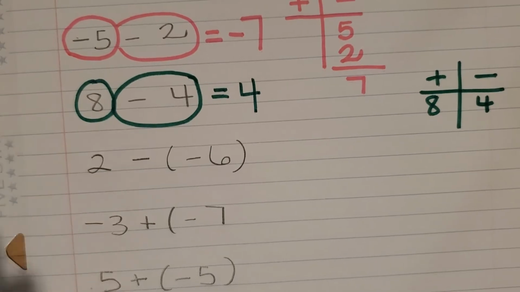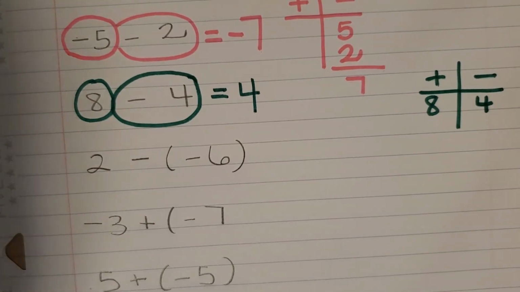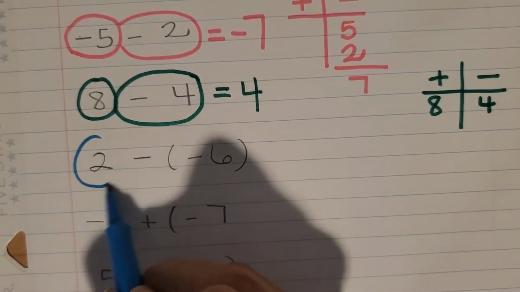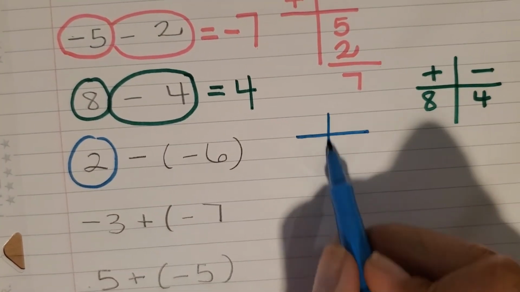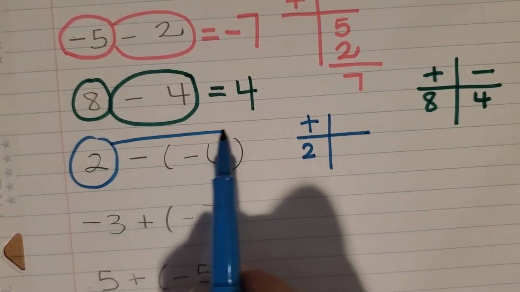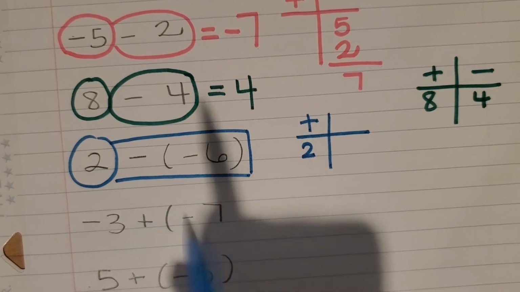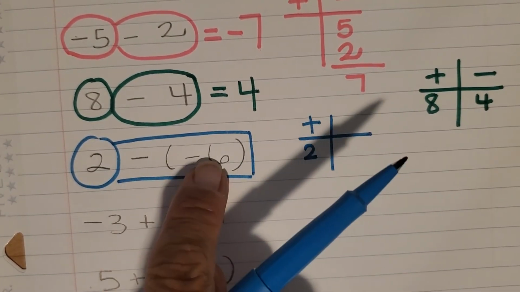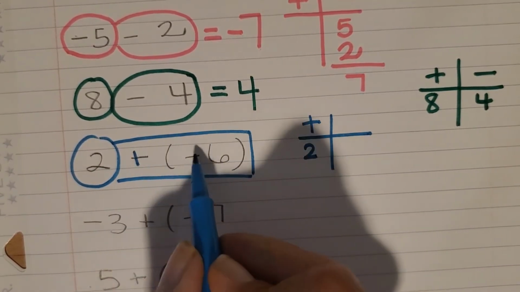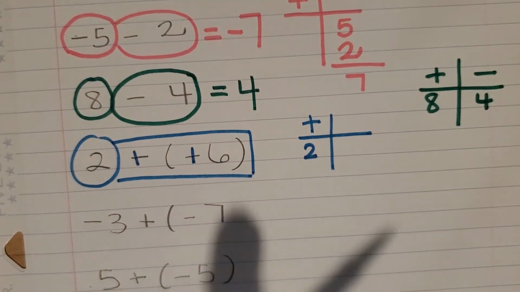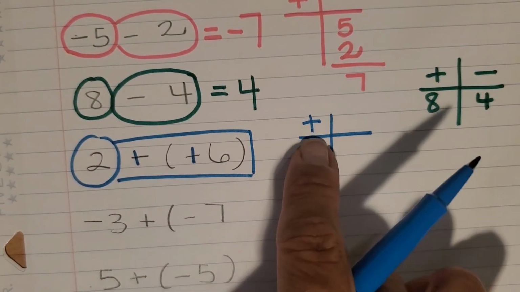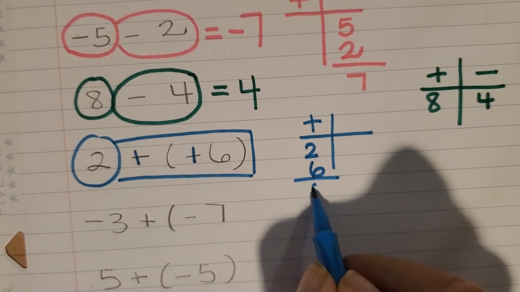Let's take a look at this one and do it slightly different. It's 2 minus a -6. So my first term is 2. I have 2 positives. My next term is a -6. This is called like a double negative. So anytime you see a negative times a negative, it becomes a positive. So I now have 6 positives, and 2 and 6 gives me 8.